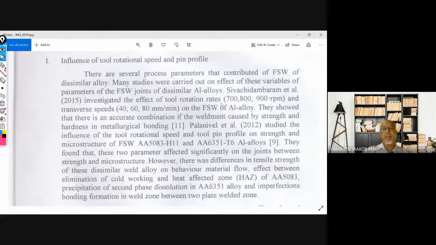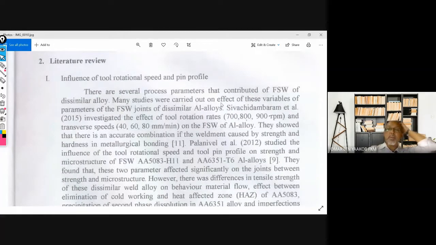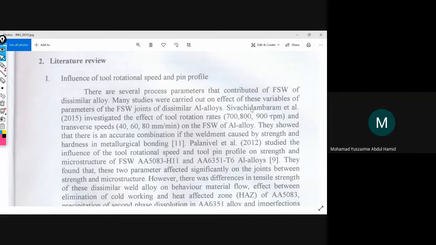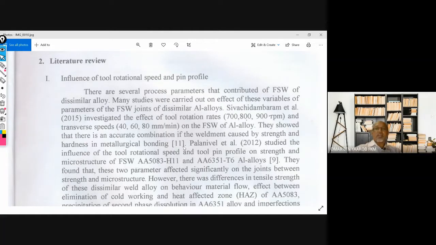Okay, like this one, it's using the bracket at the end. So here you see how he's trying to do the taxonomy. He's looking at what the literature is saying about the influence of tool rotational speed and pin profile. Okay, so the problem now is that he has Siva Chidambaram et al. 2015. What format is this? Is it Harvard or Vancouver? Harvard. But when you come here, he has Vancouver.